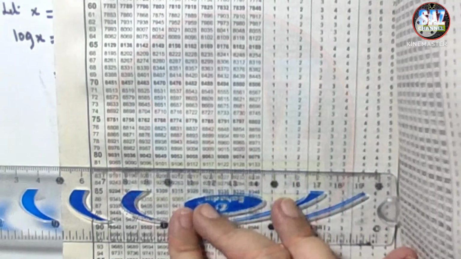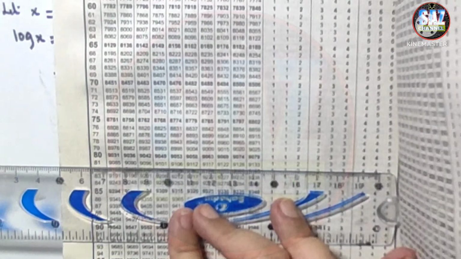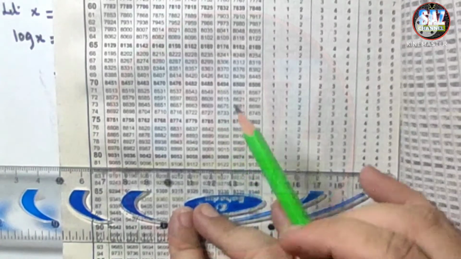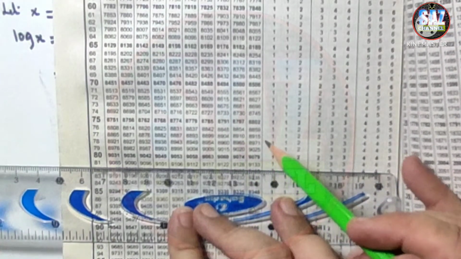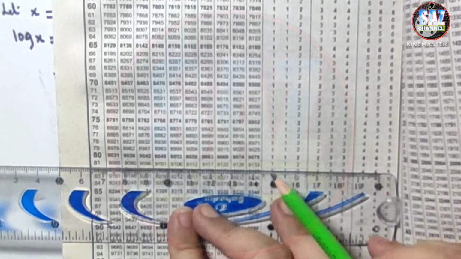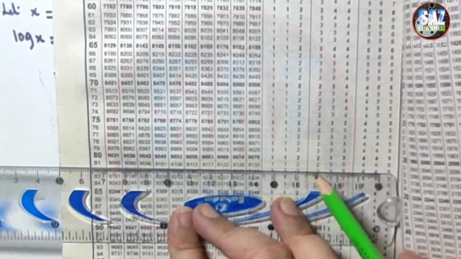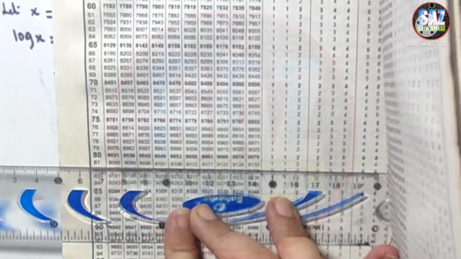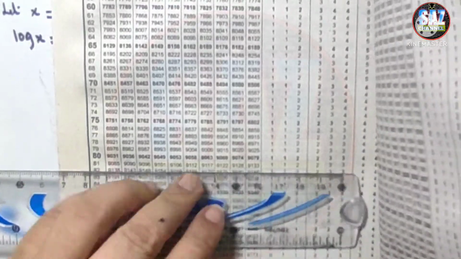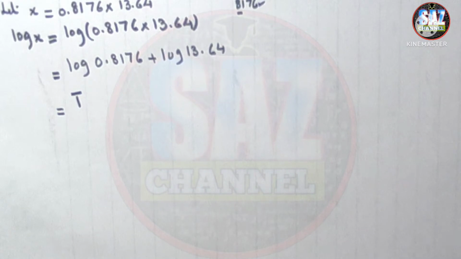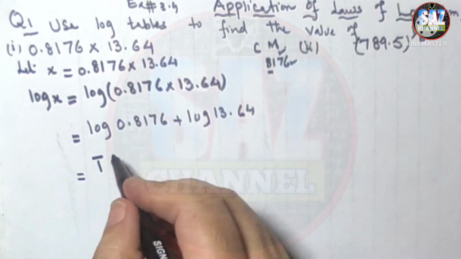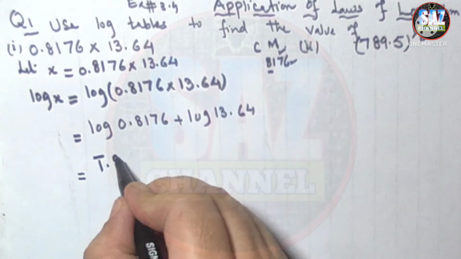9122. Let me write it somewhere, 9122, and then I have to see it in the difference column. The difference column is 6. So this is 1, 2, 3, 4, 5 and 6, and the difference is coming 3. To 9122 I have to add 3. So this will become 9125.